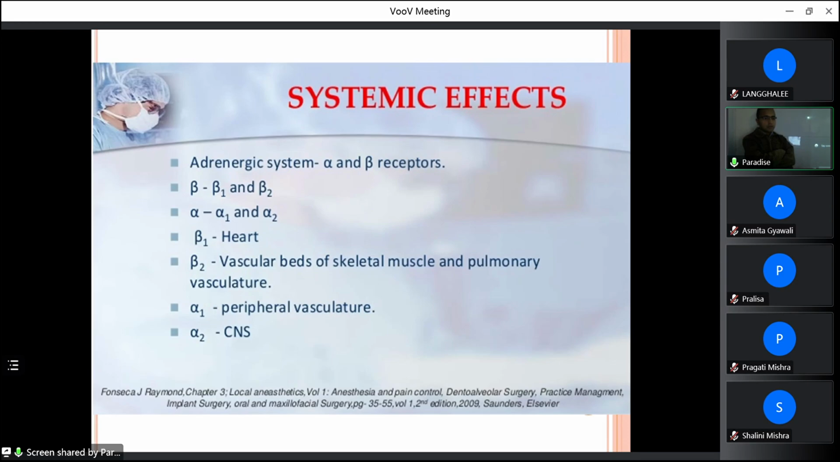In peripheral vasculature, it causes vasoconstriction. So the absorption of local anesthesia is decreased, and duration of action is increased. So we primarily use local anesthesia with adrenaline. Our main purpose is to let the adrenaline act on alpha 1 receptors, which are present in peripheral vasculature, and alpha 2 receptors are present in CNS.